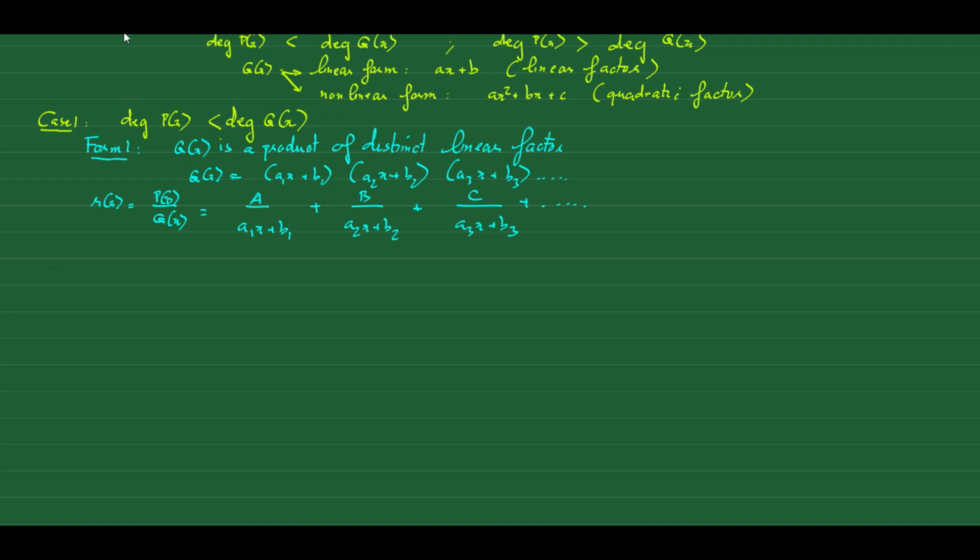Okay, now let me give you the first example for the first case. What if I have the question: partialize the fraction, partialize the rational expression 5x plus 7 over x to the third plus 2x squared minus x minus 2.